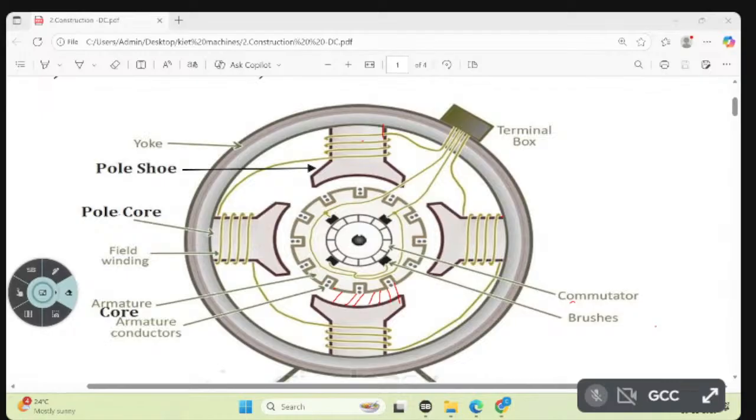In the stator, how many parts are there? Mainly, a DC generator consists of two parts. One is called the stator, the other is called the rotor. The stationary part is called the stator.